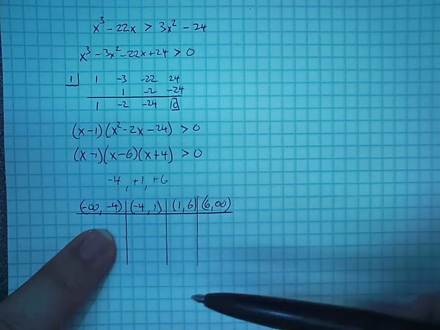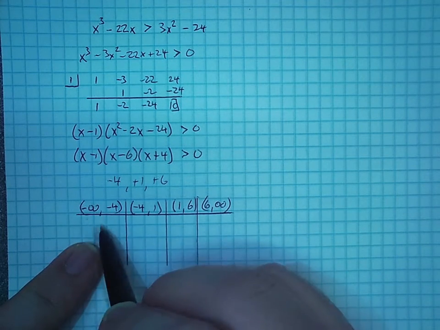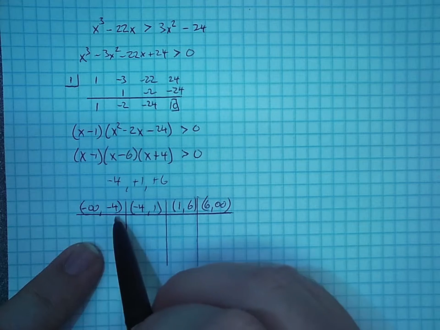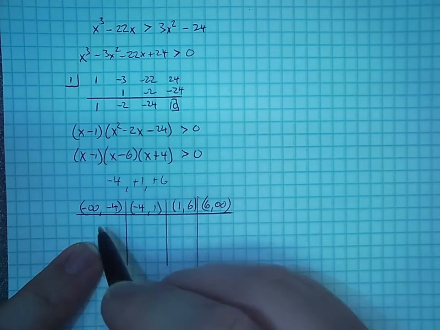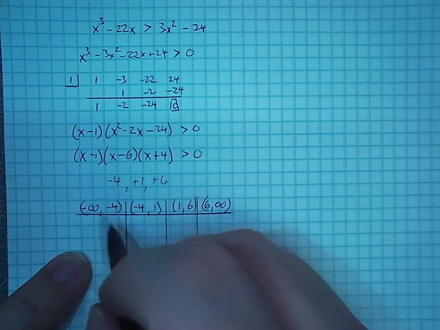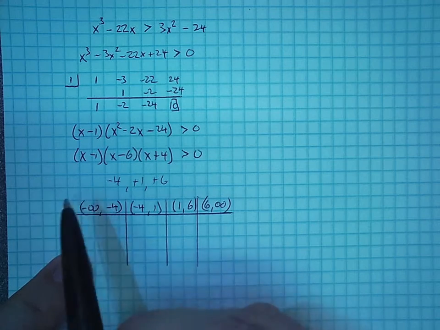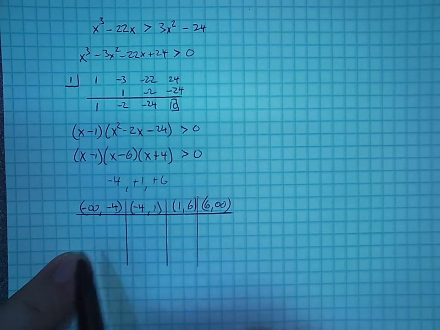The default way we fill out our sign chart then is we pick a candidate that's somewhere in this interval. So a number between negative infinity and negative 4. I can use negative 5, it's in there. Could use negative 10 or negative 100. Sometimes bigger numbers are actually easier because we don't care what answer we get, really. We care what sign the answer has.